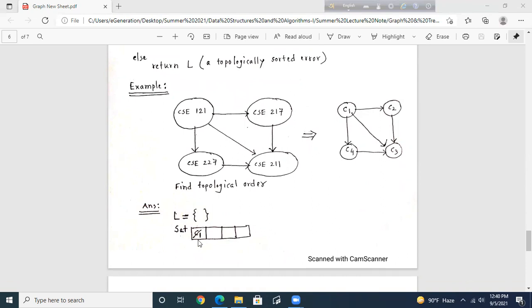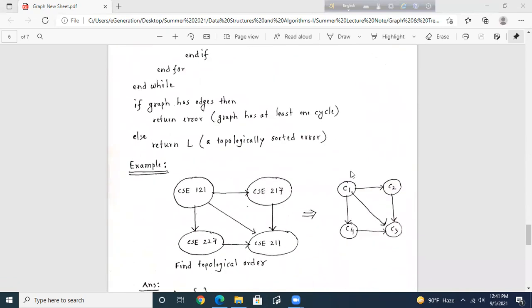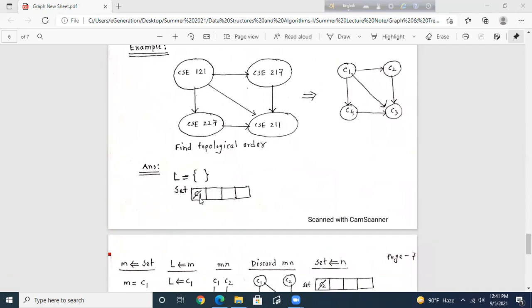Why have I written C1? Because there is a condition: the set of all nodes with no incoming edges. That means, dear student, inside the set you have to write those vertices towards which there is no incoming edge. For example, think about C1. There is no incoming edge towards C1. So I can write C1 inside the set.